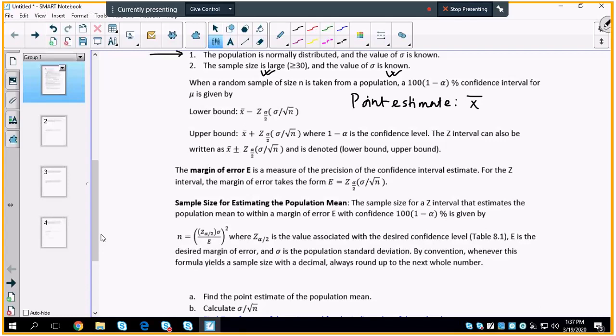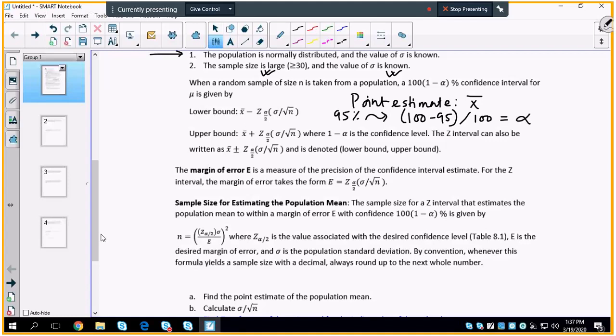So say confidence level is 95%. So I want to be 95% confident on my work. What will be the alpha? If this is the confidence, you subtract 95 from 100, and then you divide this number by 100. And the value you get is called alpha.